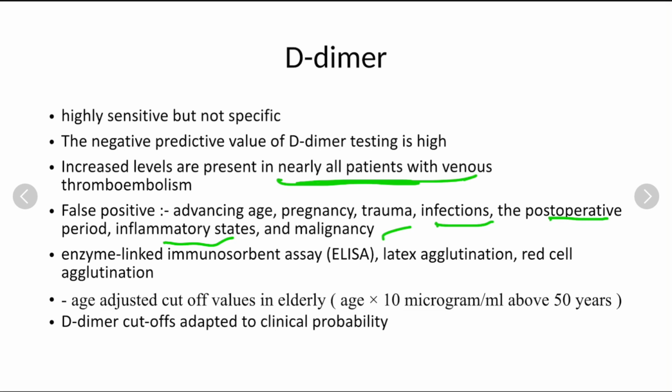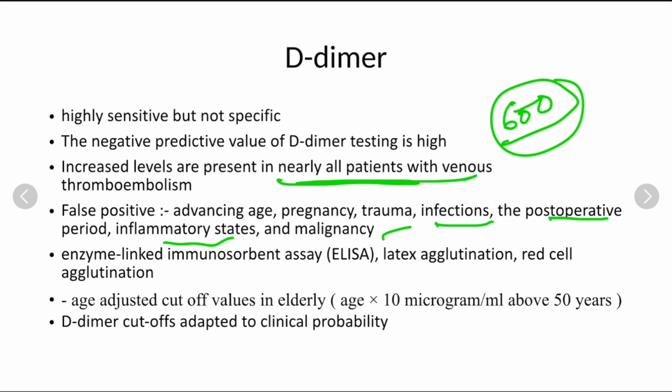Then they are talking about age adjustment of the cutoff value in the elderly. It is age times 10 micrograms per ml, above 50 years of age. We should subtract 500 from the usual value. Suppose a patient is 60 years old, then we should directly subtract 600 from whatever value we are getting. So that is the age adjustment.